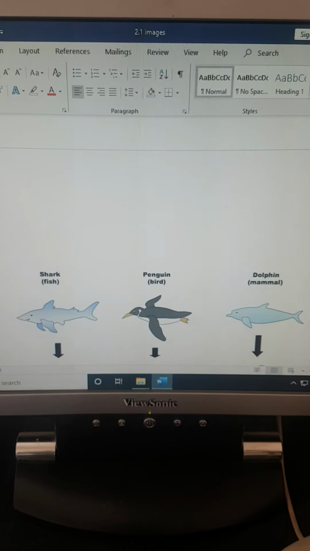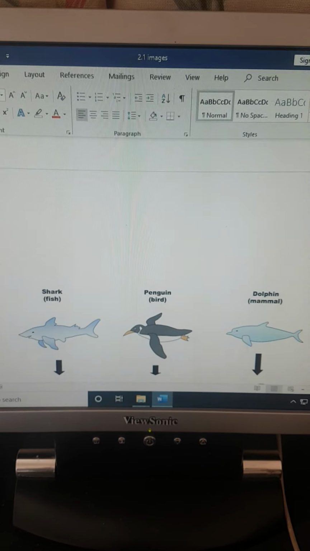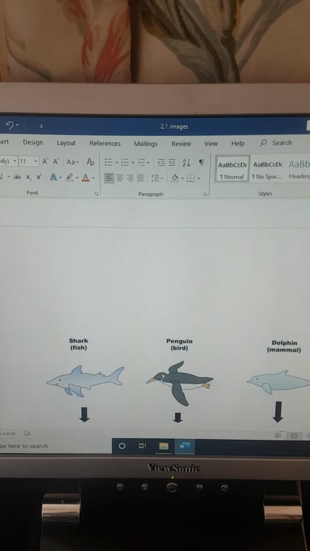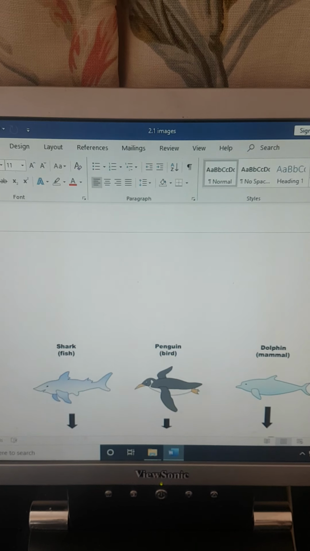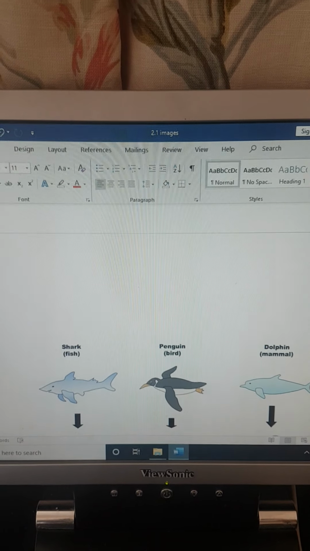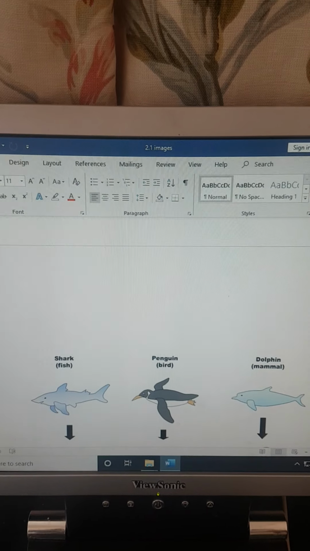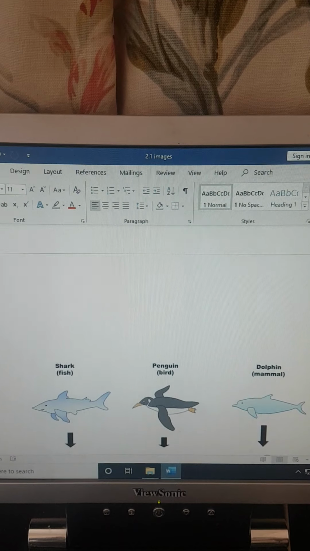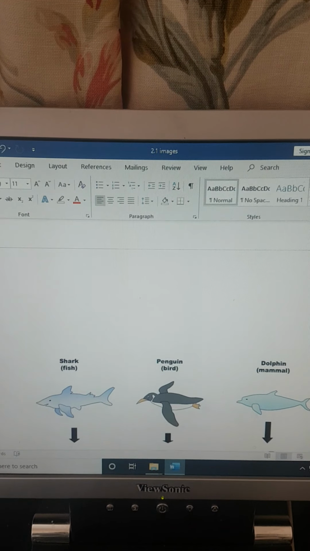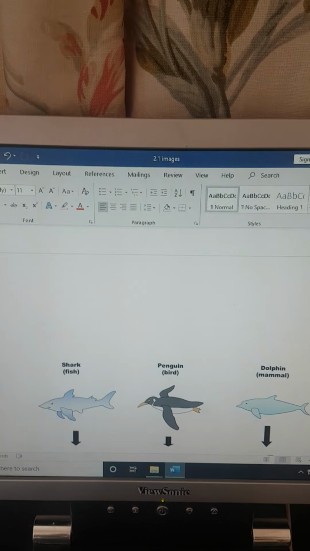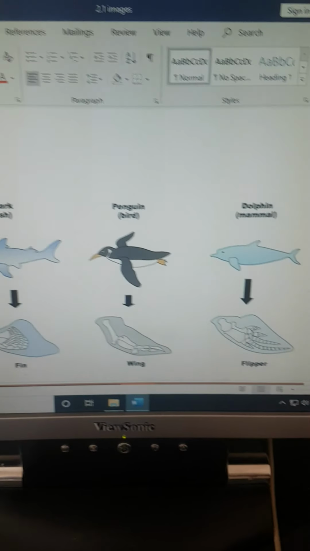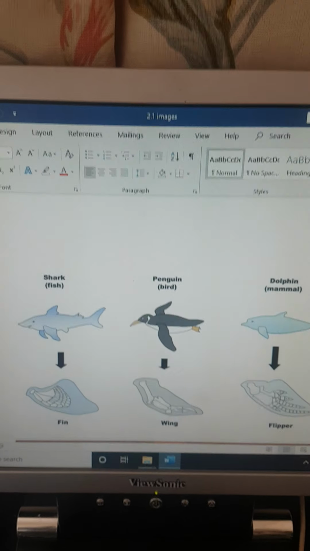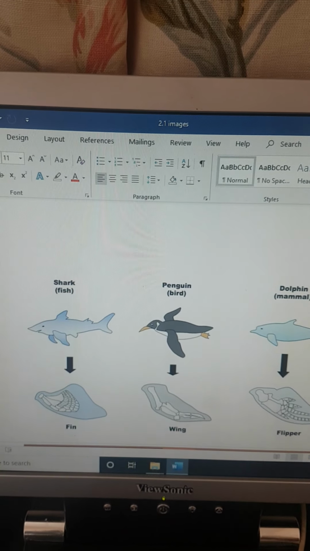Let's begin by actually discussing what we do not use, which is external appearances. If we were, we'd probably class the shark, the penguin and the dolphin very closely together in our classification system, when actually they are all in different classes, as you can see there. Why are they in different classes is the question. The answer comes from looking at their internal rather than external structure.